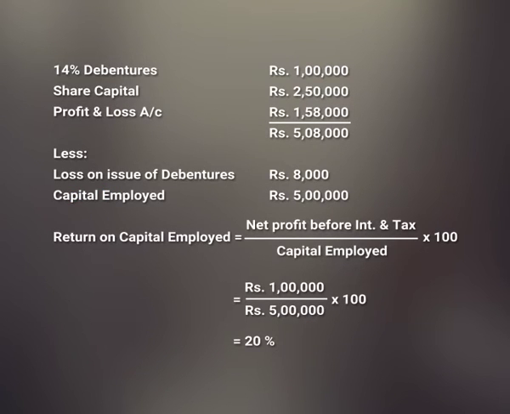14% debentures rupees 1 lakh, share capital rupees 2,50,000, profit and loss account rupees 1,58,000, that is rupees 5,08,000, less loss on issue of debentures, that is rupees 8,000. So, capital employed is equal to rupees 5 lakhs. Return on capital employed is equal to net profit before interest and tax divided by capital employed multiplied by 100, which is equal to 1 lakh divided by rupees 5 lakh multiplied by 100, which is equal to 20%.